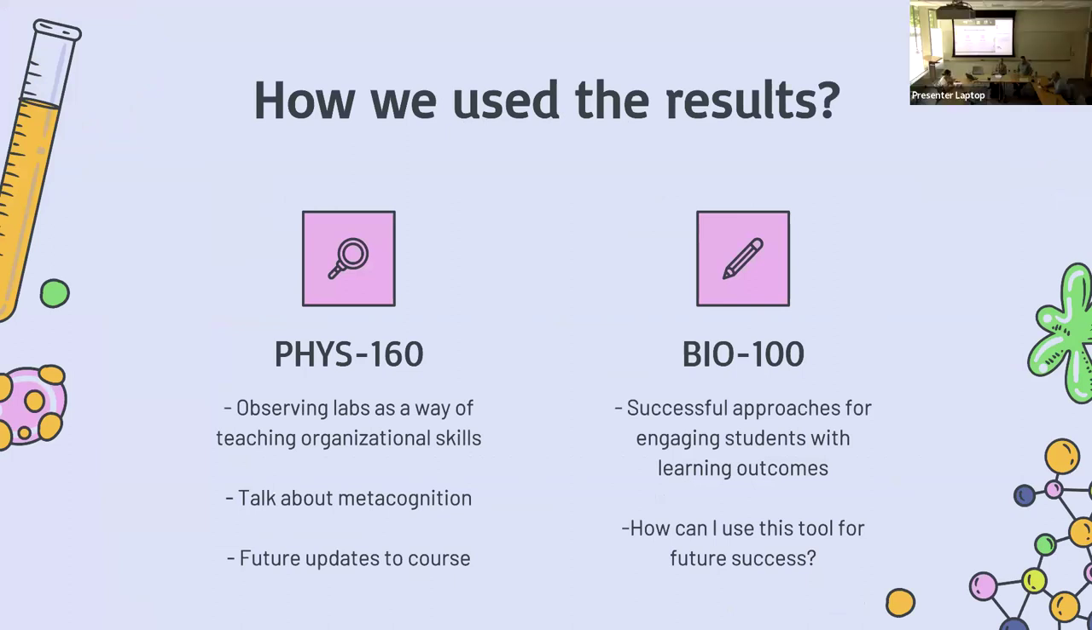Yeah, so I'm going to talk a little bit about going through these results, what I learned, and how I might use them in my class for Physics 160. And then Rebecca will talk about Bio 100. There are just a couple of bullet points here, general things that we can do with the results, and I'll talk about those over the next couple of slides. So we can go on to the next slide.